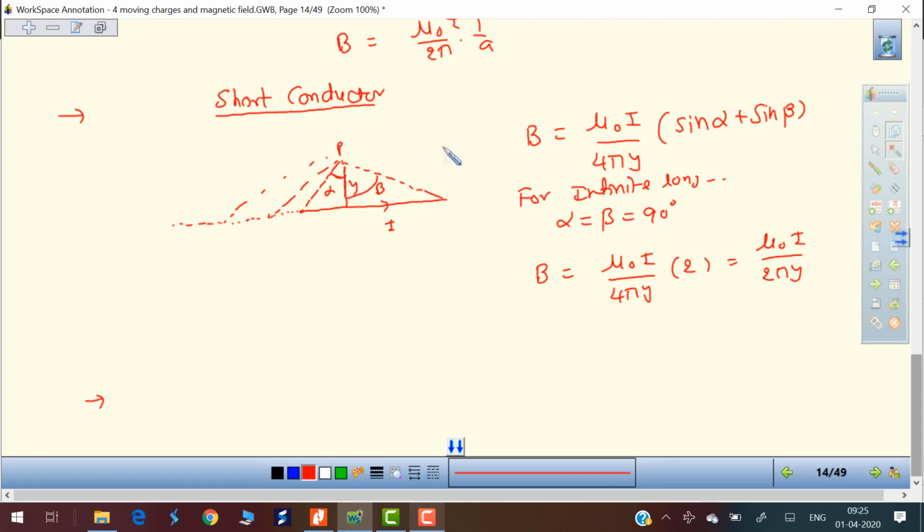Suppose the point is somewhere here and one side it is infinite. Now here, one side is infinite, so alpha is 90 but beta is equal to 0. So the magnetic field at point P1 will be mu 0 I upon 4 pi y into (sine 90 plus sine 0). The angle here is 0. So this becomes mu 0 I upon 4 pi y.